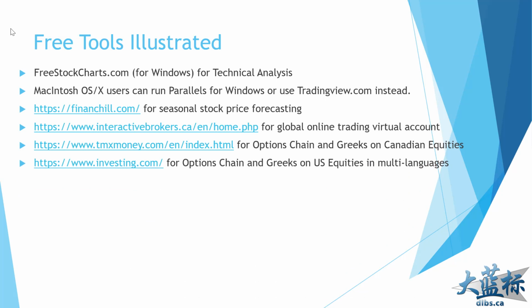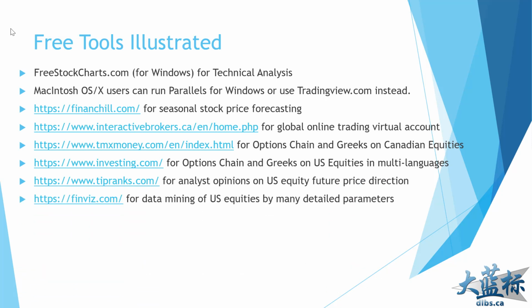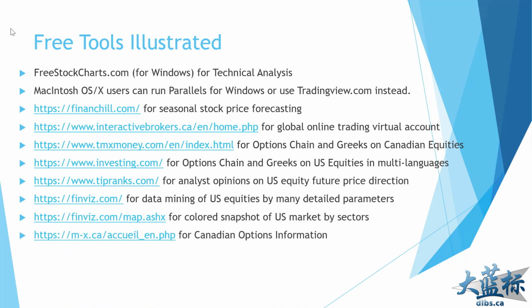For options chain and Greeks, investing.com is terrific for American equities, as is TipRanks, to give us forecasting by various analysts. FinViz has very detailed information on all equities, as well as the map, a wonderful tool to give us a visual aspect of how markets are doing by various verticals. More Canadian options information is available at the m-x.ca site. And optionmatters.ca, keep an eye on that for new articles by industry experts.